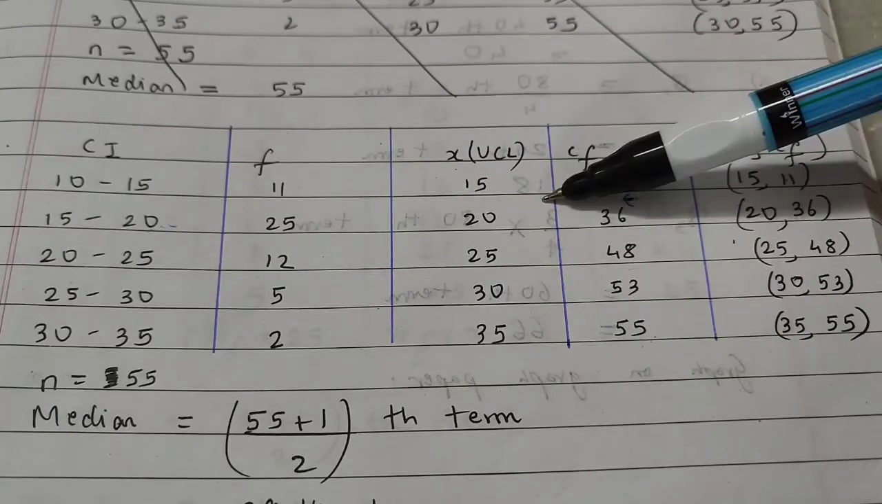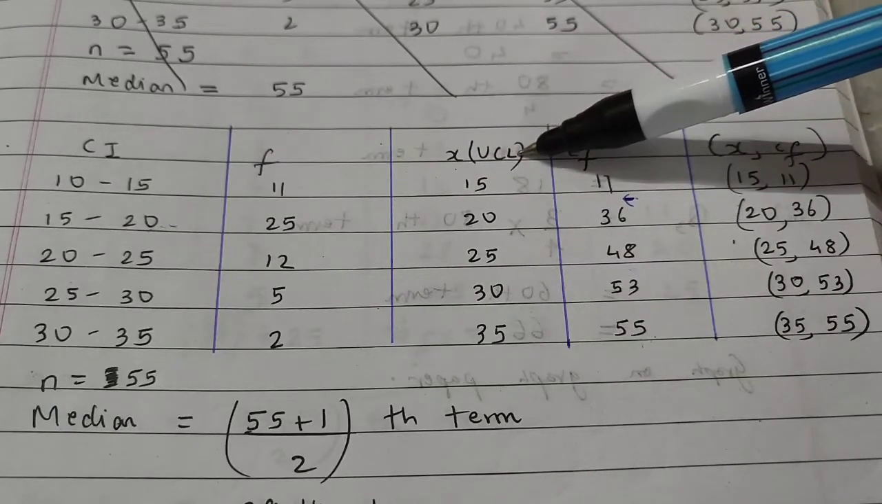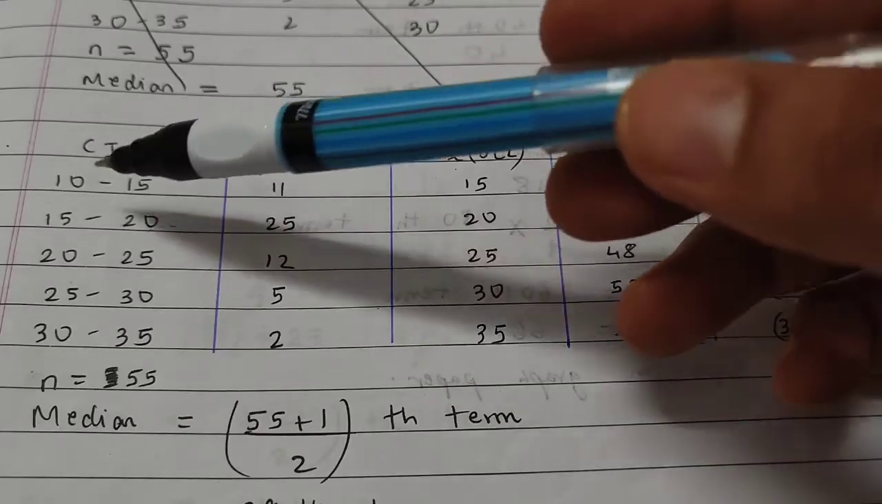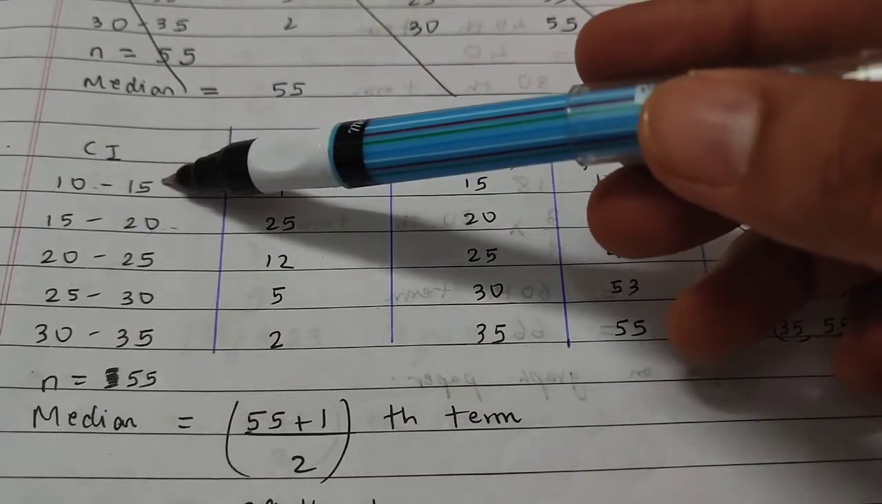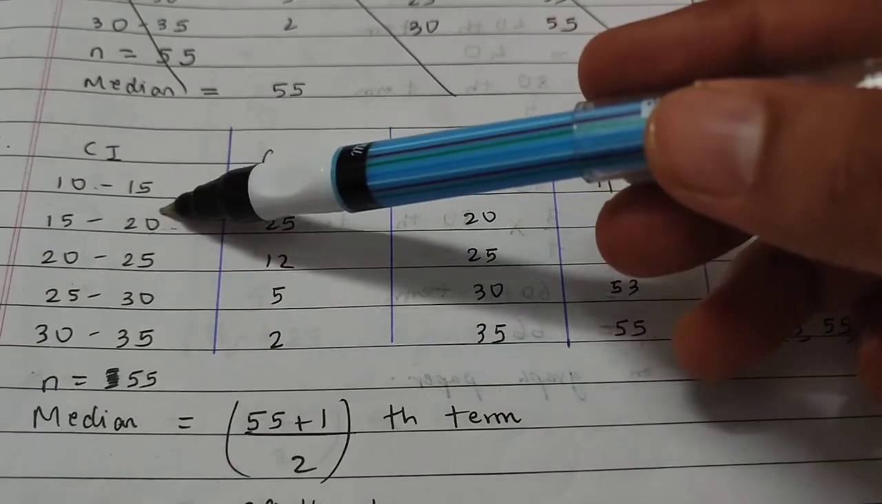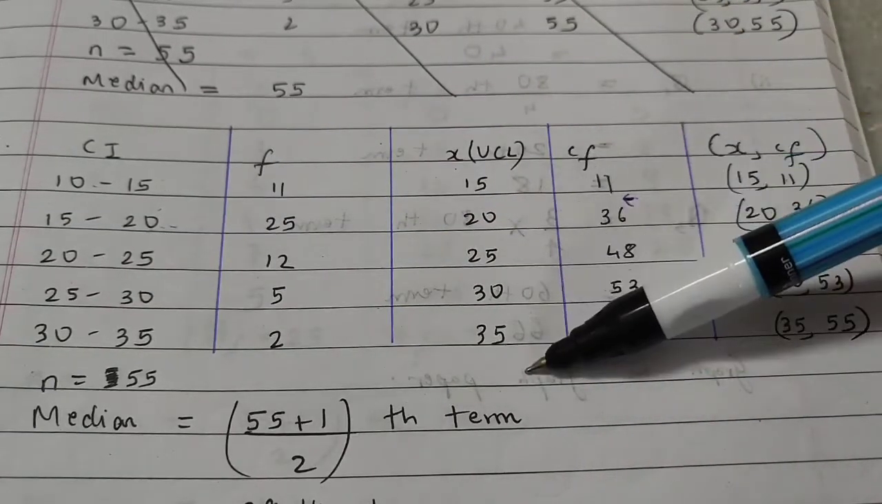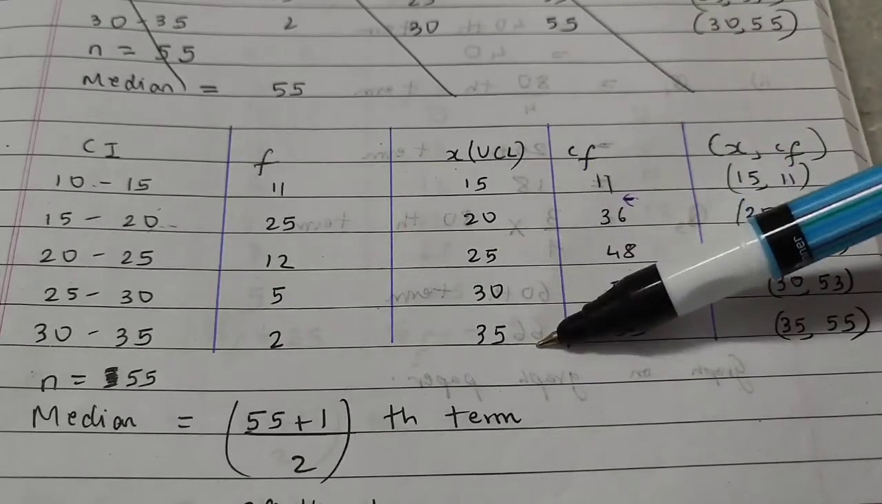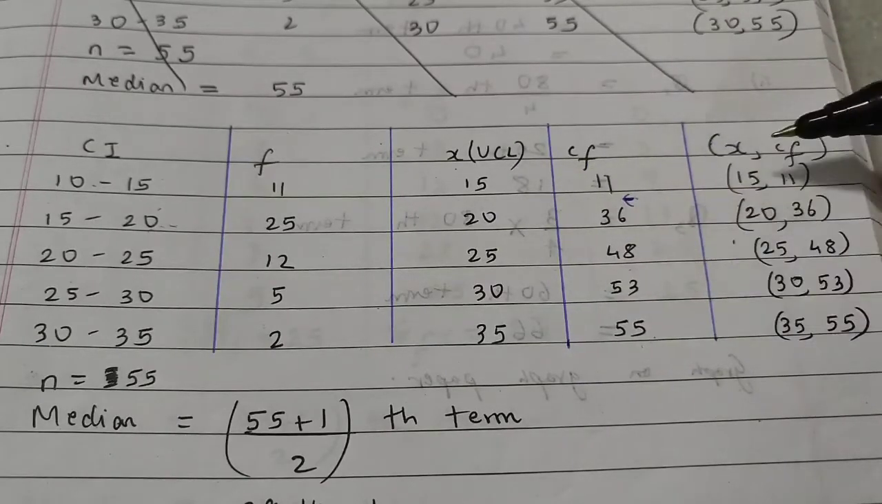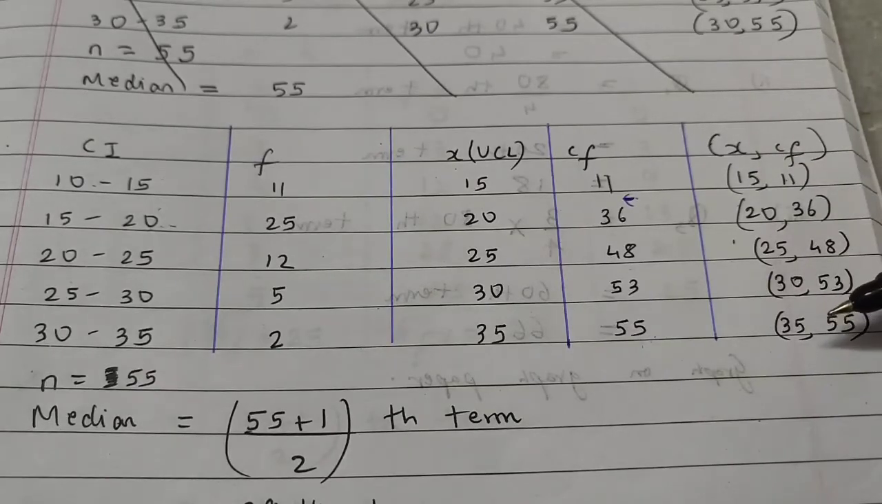Here we'll use the upper class limit. 10 is the lower class limit, 15 is the upper class limit. Here 20 is the upper class limit. Here 25 is the upper class limit. So just make a list of them. So that will be the x coordinate. The CF will be the y coordinate. So I've got these points to plot. Plot it and then draw a graph.